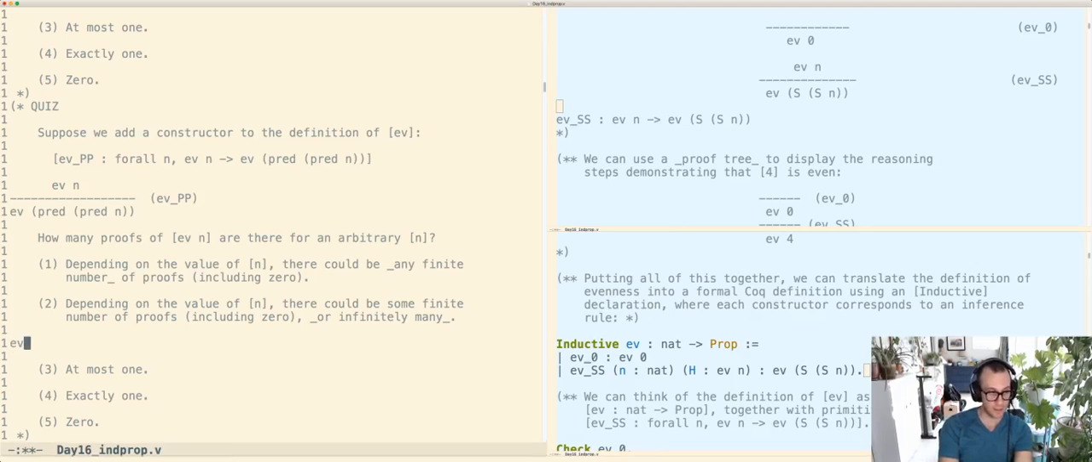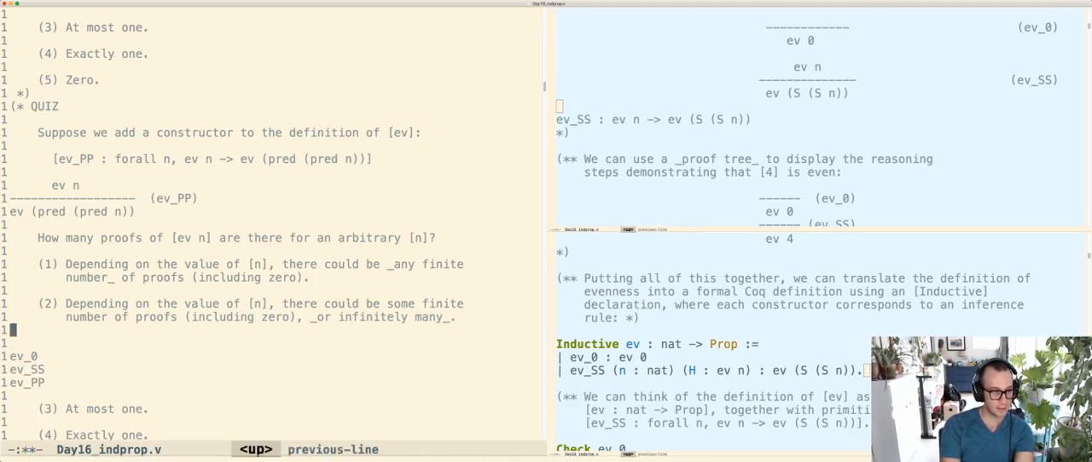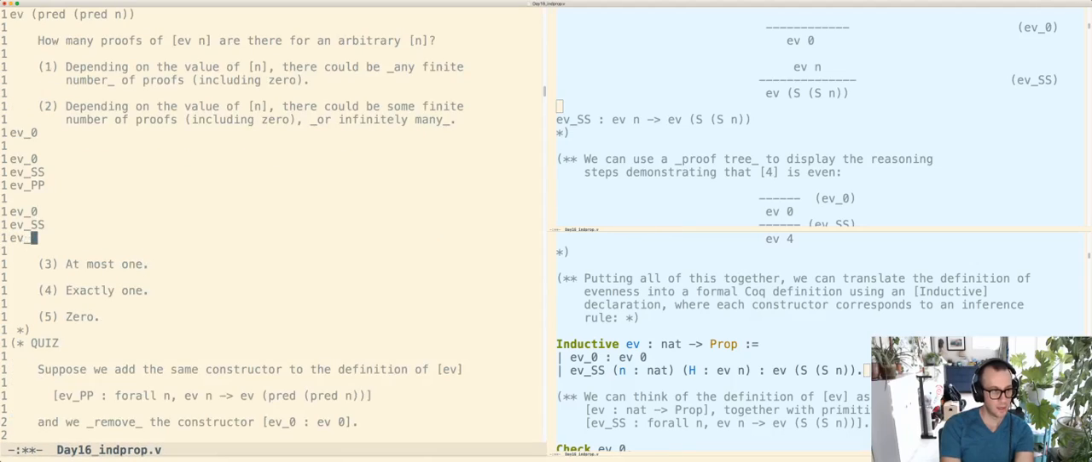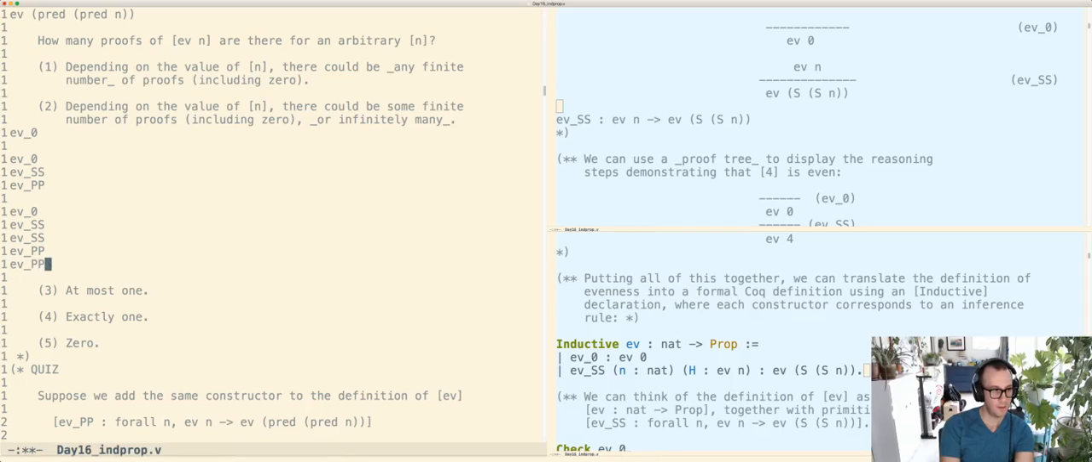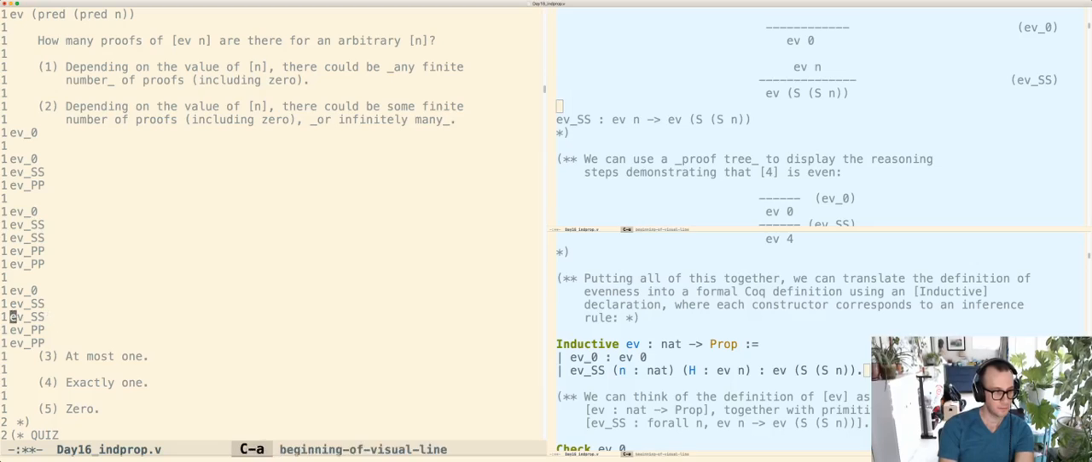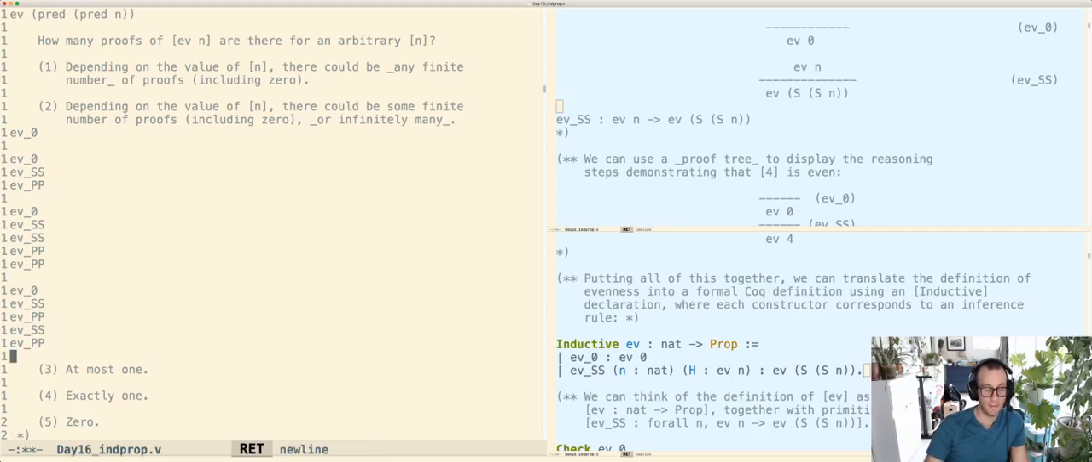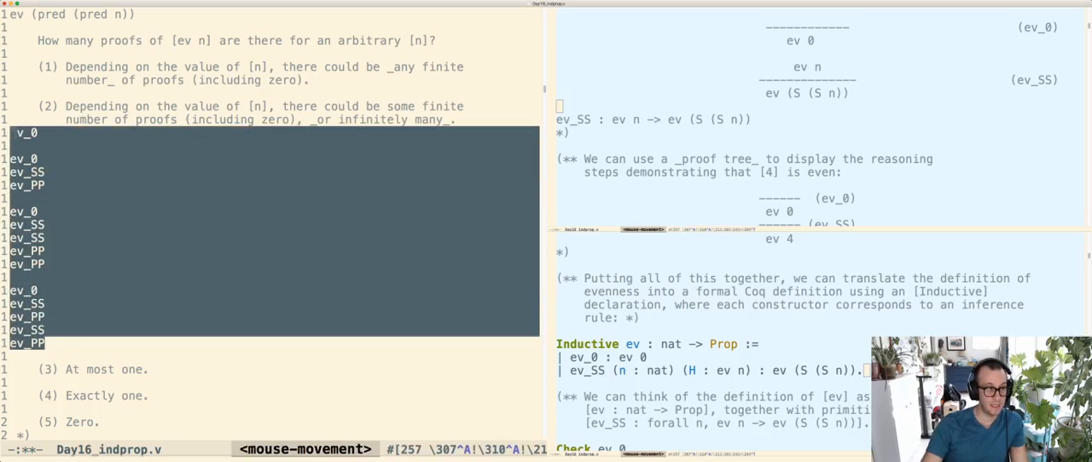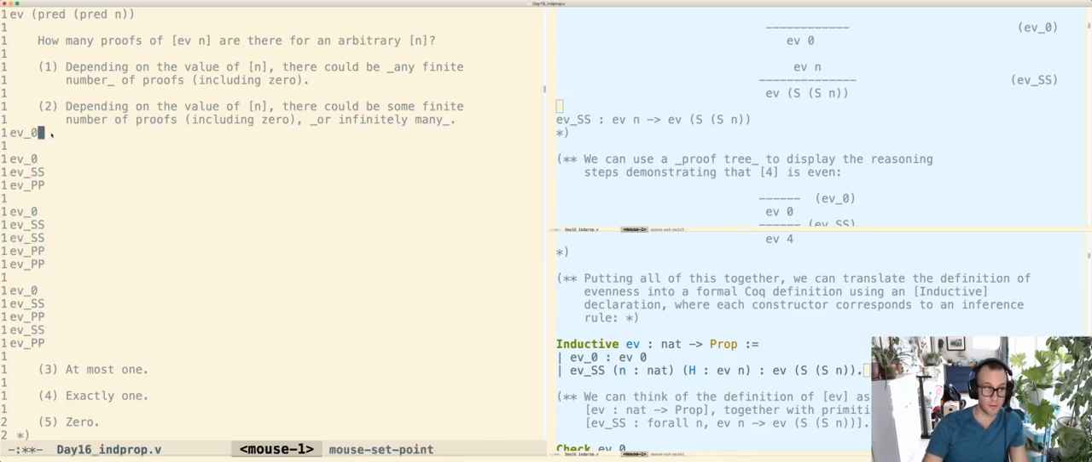One proof would look like this: EV0, EVSS, EVPP. And then another would look like this. And then another would look like EV0, EVSS, EVSS, EVPP, EVPP. That's one proof. Here's another proof. Now, I'm not saying whether or not this is a good idea. I'm just saying, look, now all of these would be distinct proofs that 0 is even.